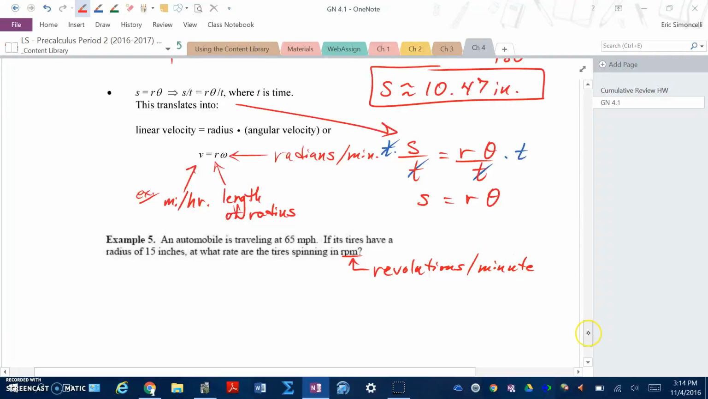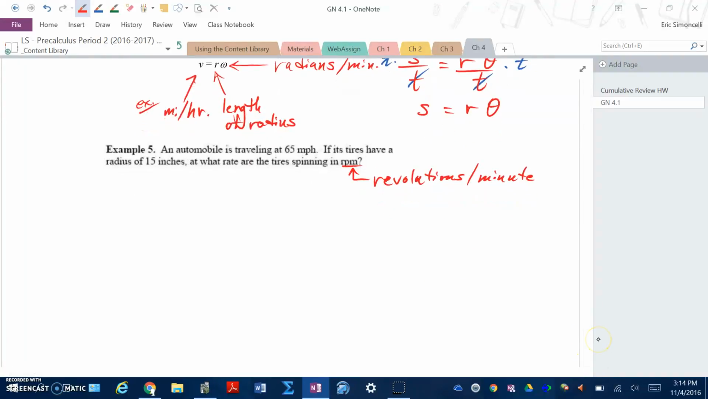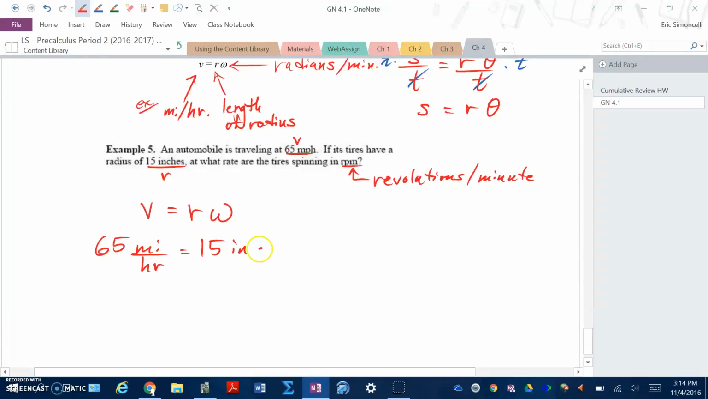So, how do we do the math? A couple of things that we need to highlight. The 65 mile per hour value, that's going to be the velocity. The 15 inches, that's the radius. So my equation, V equals R omega, given the velocity of 65 miles per hour, will be equal to the radius, 15 inches, times omega.